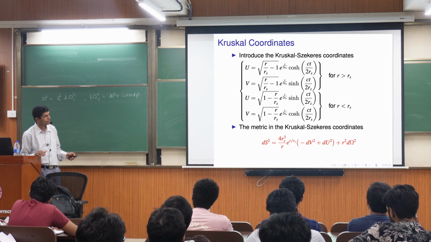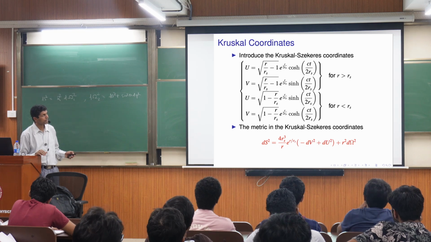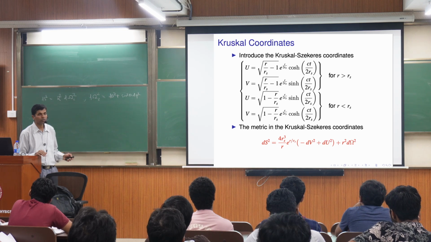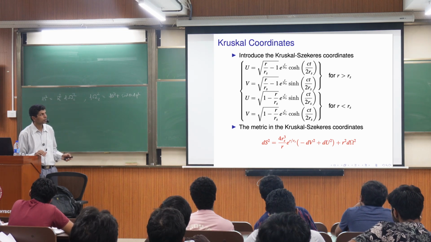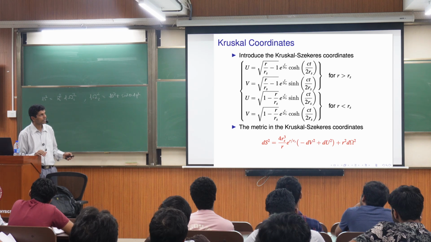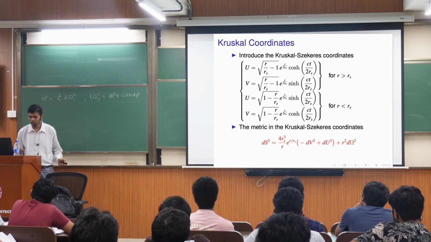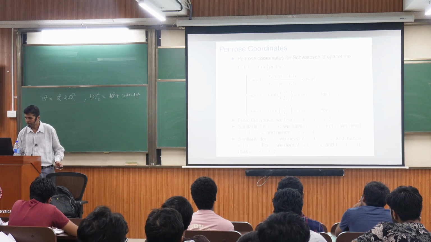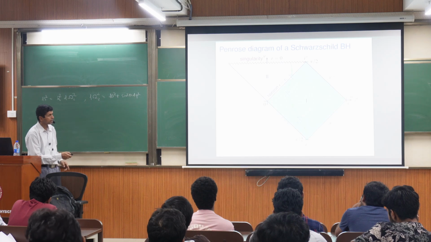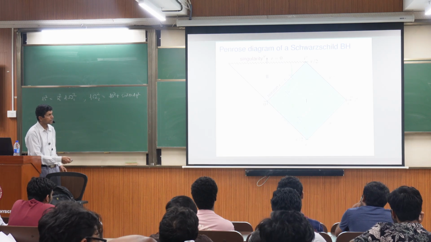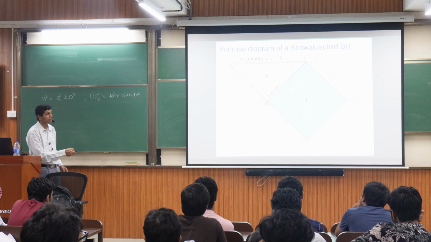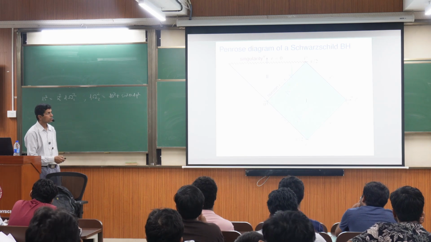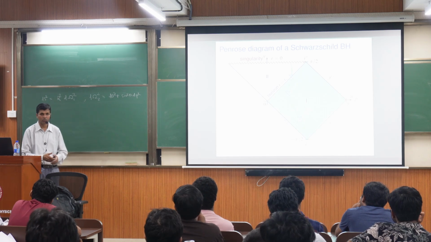If you want to consider R from 0 all the way to infinity, and T goes from minus infinity to infinity, then this is the region that you can associate with it. U greater than mod V gives you this region here in the Penrose diagram, and V greater than mod U gives this region here. The singularity appears, there is no space-time beyond this singularity. So this is the Penrose diagram for the Schwarzschild solution.